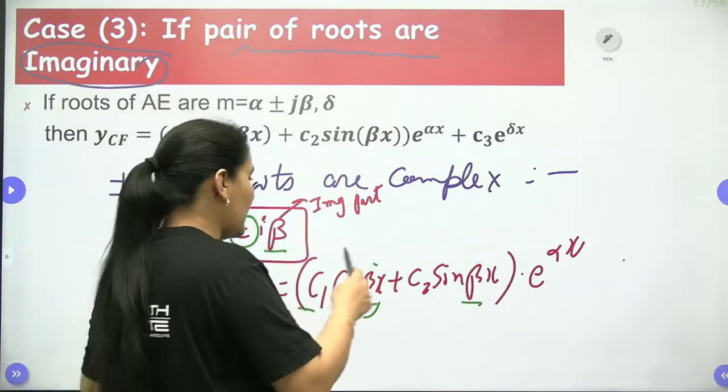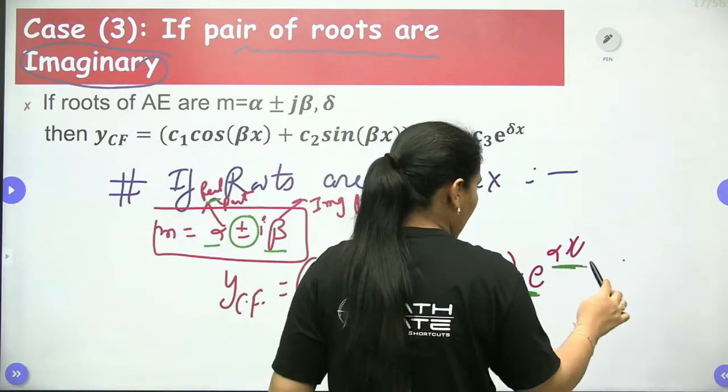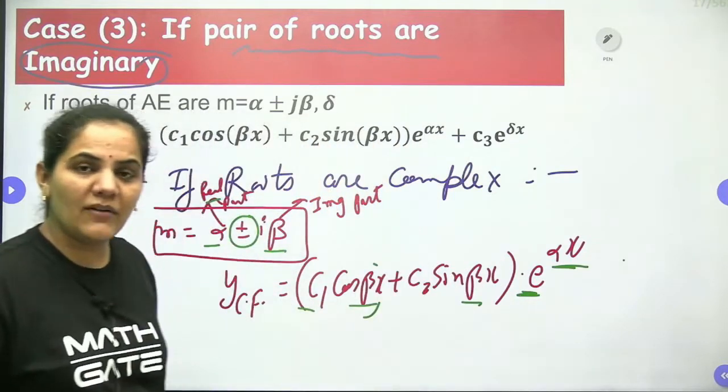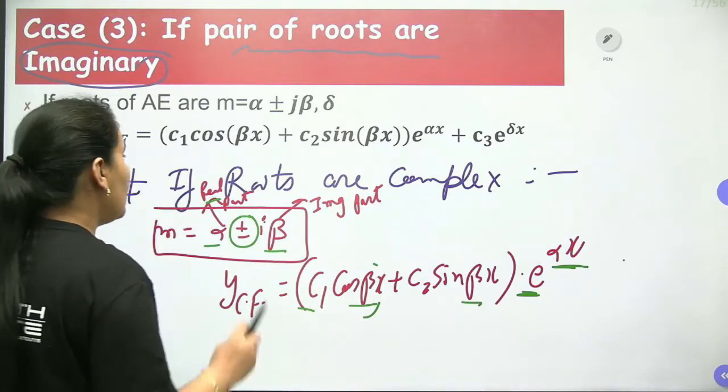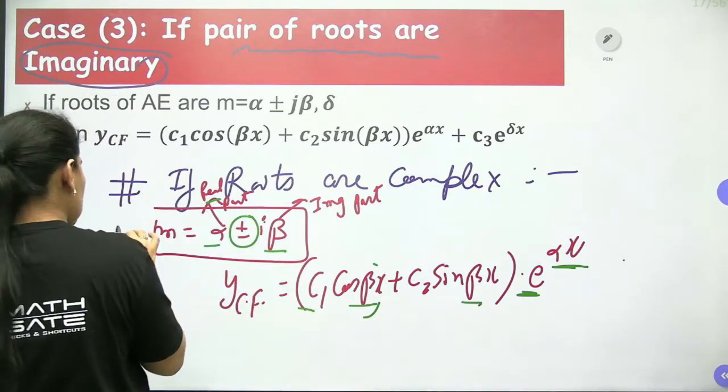So the real part we will put here in the power of exponential, so it will be e to the power alpha x. Is it clear, dear students? So if we have the root like this, we can approach. Now suppose this is the first case of this one.